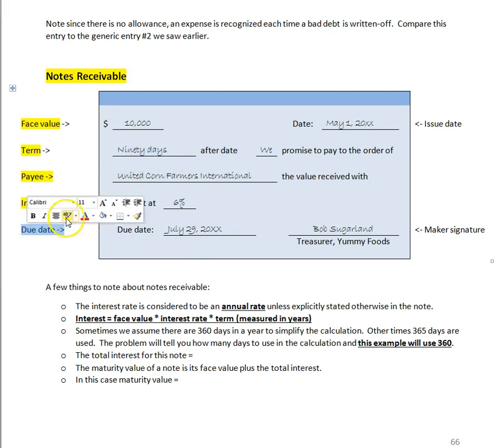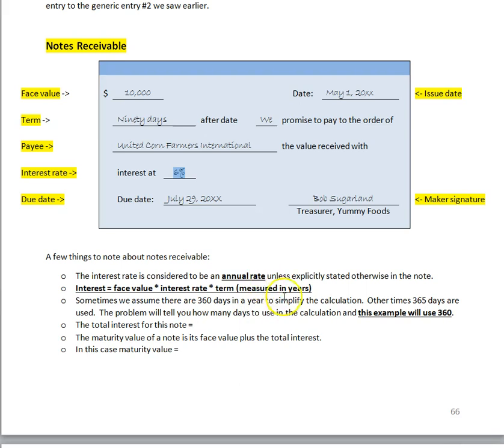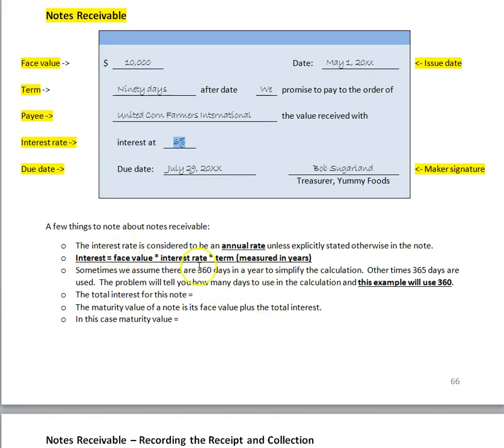The due date, this is going to be 90 days after the issuance date. And then the maker's signature. This is the party that's borrowing the money. So they're going to borrow it for 90 days and then repay it to this party. And they're going to repay not only the face value, but the interest associated with it. We're going to calculate that in just a second. Alright, the interest is equal to the face value times the interest times the term measured in years.